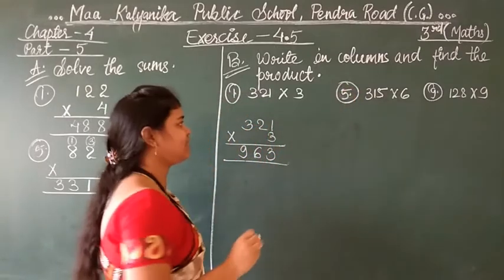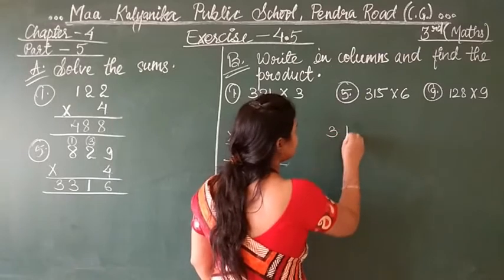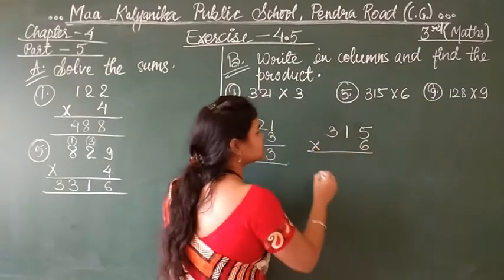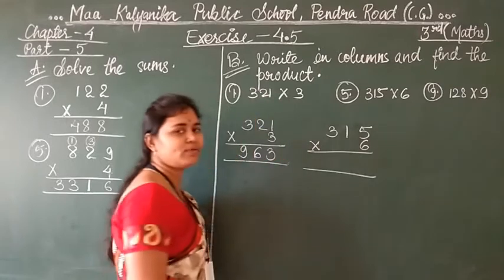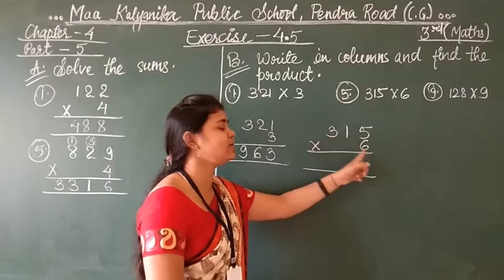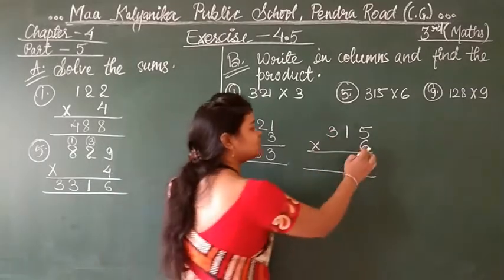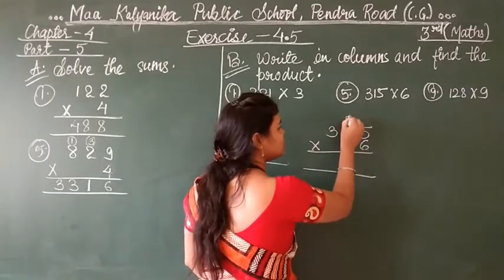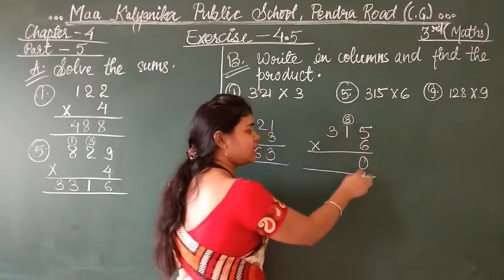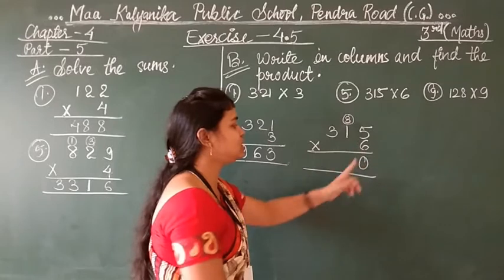Question number 5 is 315 multiplied by 6. Simply you can read the table of 6, or you can read the table of 5 with 6, then 1 with 6 and 3 with 6. Now 6 5s are 30. So 3 carry. 6 5s are 30, 3 I am writing here and 0 here.